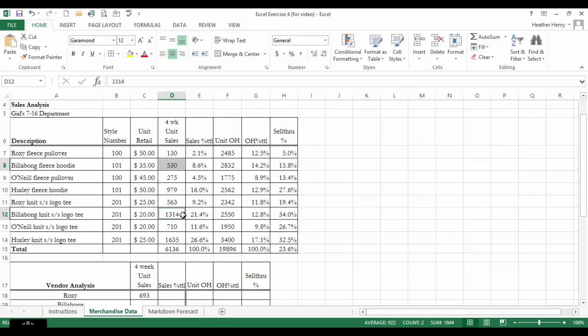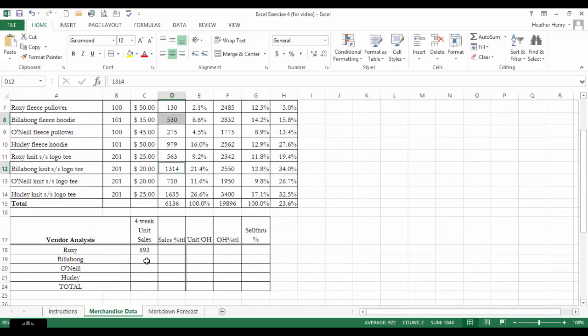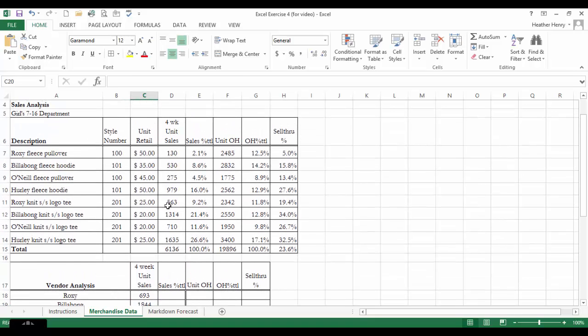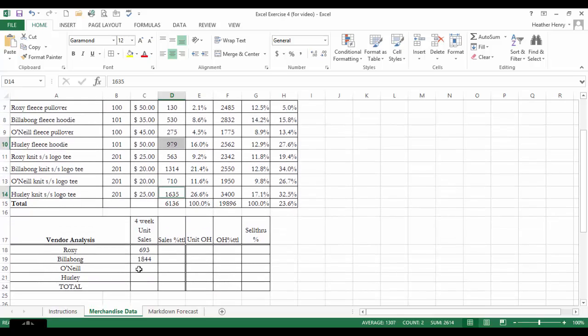So for all of the Billabong styles, we have unit sales of 1,844 units. For our Hurley styles, we have 2,614 units sold. And for our O'Neill styles, we have 985 units sold.